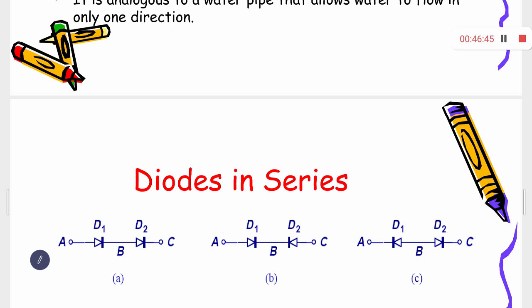Now, tell me, in which case, which combination acts like a switch? Diodes individually are switches. A. Only A. All of you agree? Yes, sir. Any other answer? Any other argument? No argument. Great.